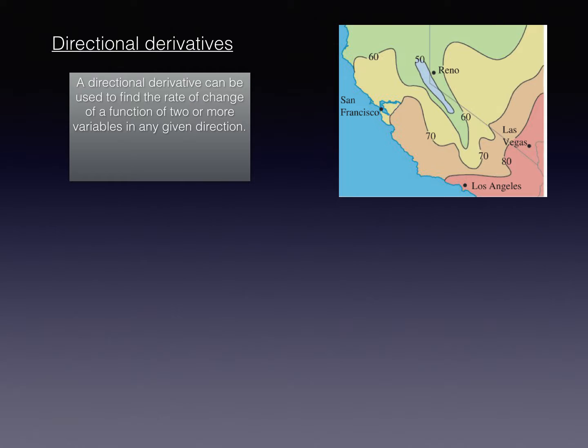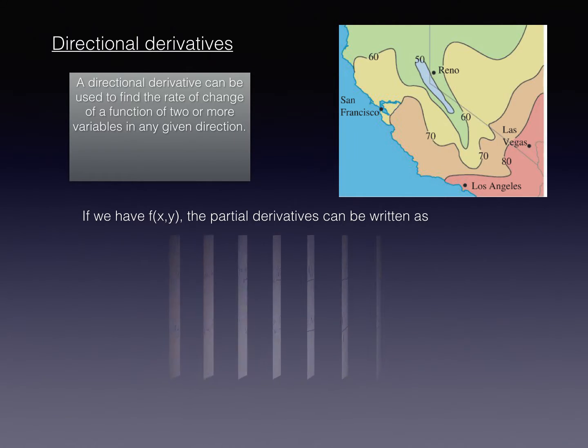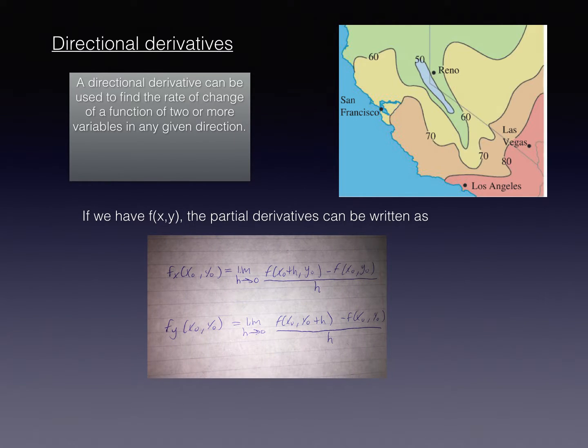So we could call the change in temperature in the y direction f of y, and the change in temperature in the x direction f of x. But let's say we want to find the rate of change of temperature in, say, the southeast direction. Recall that the partial derivatives can be written in this form below.